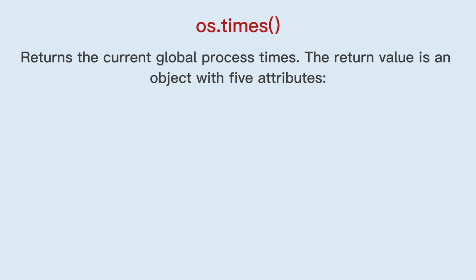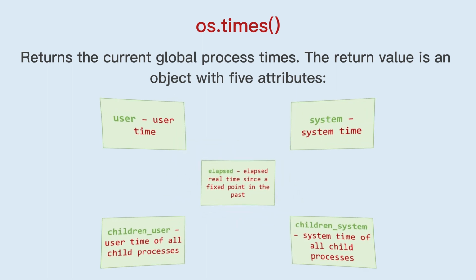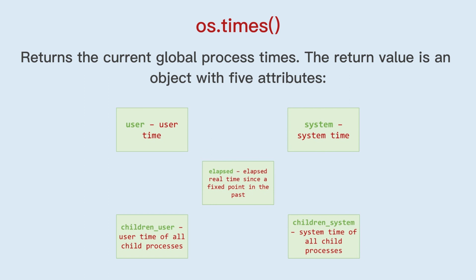os.times. Returns the current global process times. The return value is an object with five attributes. User, user time. System, system time. Children user, user time of all child processes. Children system, system time of all child processes. Elapsed, elapsed real time since a fixed point in the past.